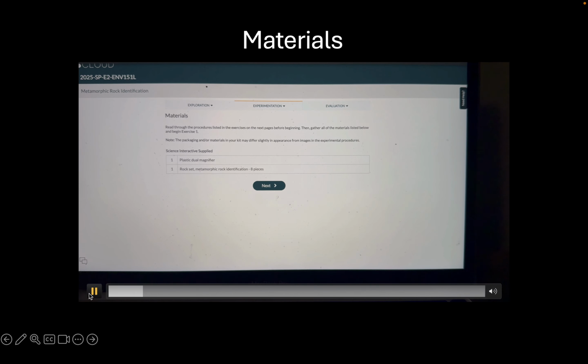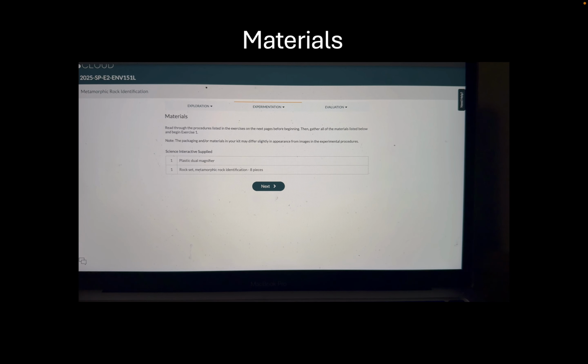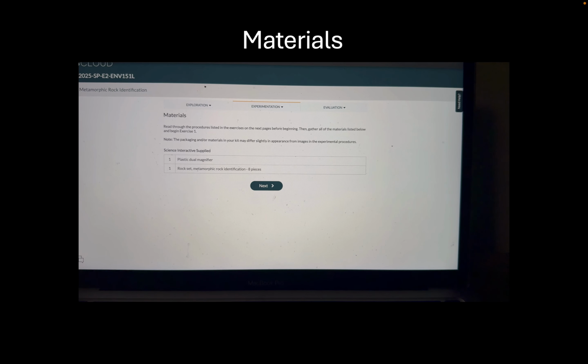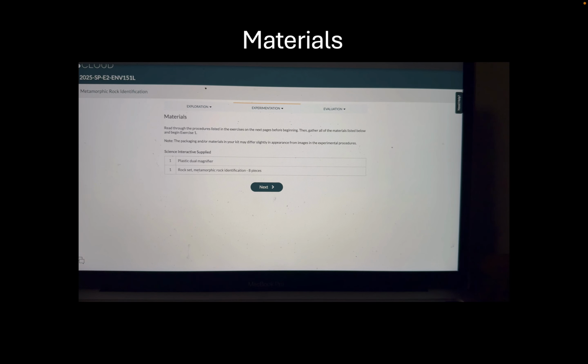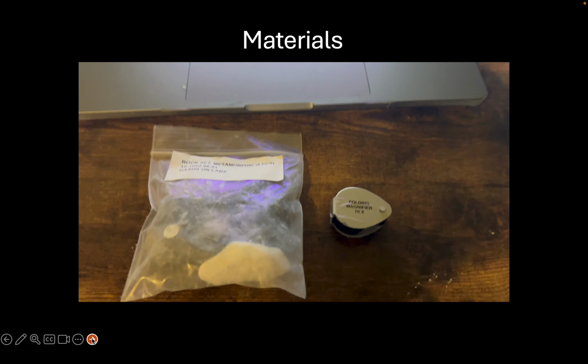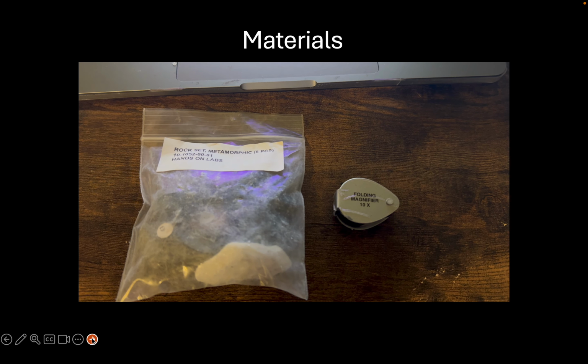The first thing we will need to do is gather the materials for the lab. This lab in particular calls for a plastic dual magnifier and the Rockset Metamorphic Rock Identification 8 pieces. As you can see here, I already have those two items ready to go.